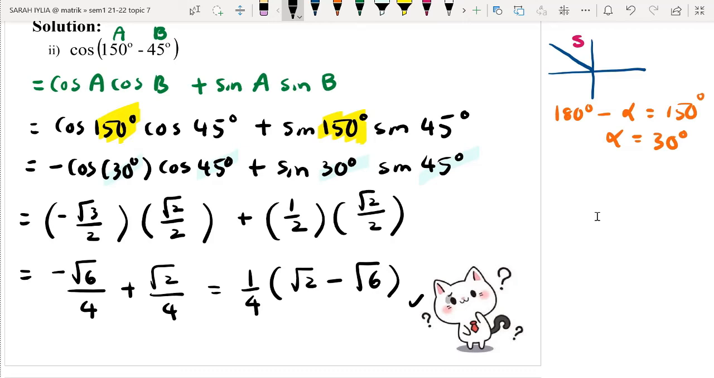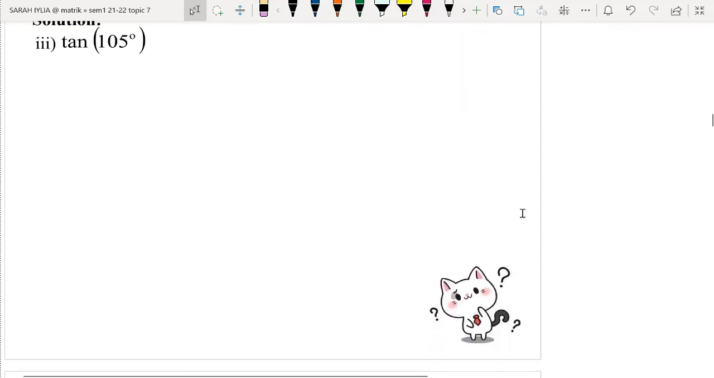Tapi in the sense of, sebab dia kata without using calculator, jalan kerja kita ni kita kenalah tunjuk, barulah bukti kita tak guna kalkulator. Macam itulah. Walaupun hakikatnya kita gunalah kalkulator nak dapatkan basic special angle yang kat bawah ni. Okay, kita pergi yang ketiga.